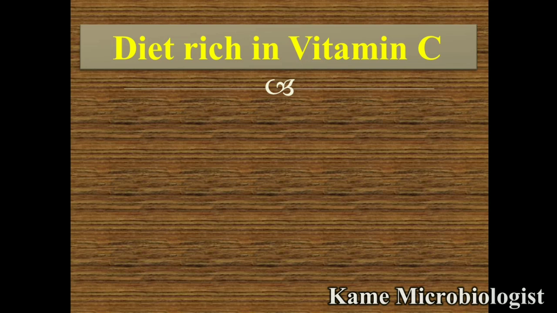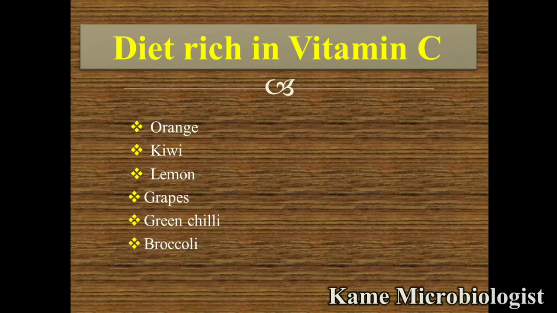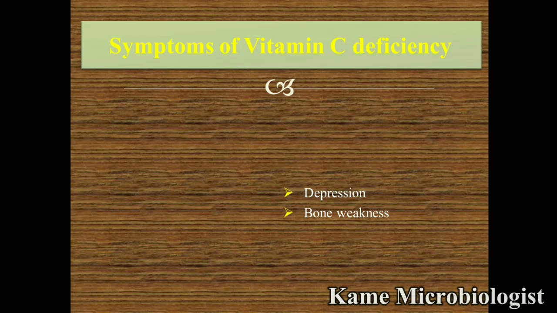Now let's see the diet rich in vitamin C. So we have oranges, kiwi, lemon, grapes, green chili, broccoli, papaya, pineapple, guava, tomato, strawberries. These are the foods which contain vitamin C in large amounts.